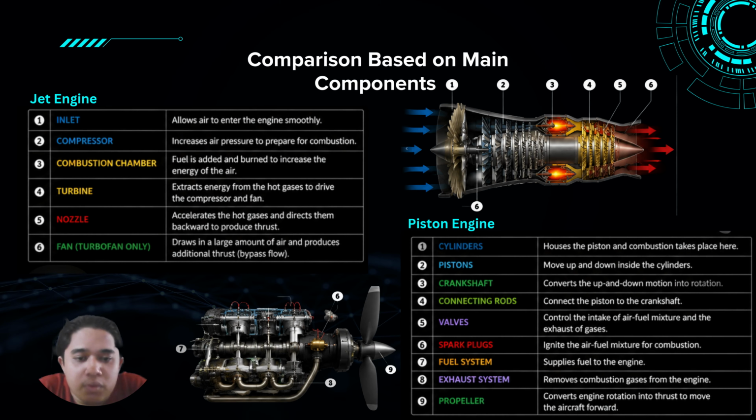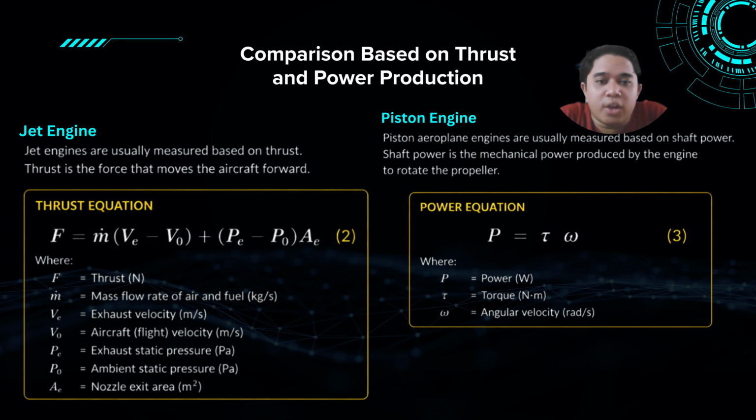The seventh is the fuel system, which supplies fuel to the engine. The eighth is the exhaust system, which removes the combustion gas from the engine. And last, number nine is the propeller, which converts the engine rotation into thrust to move the aircraft forward. Next, for the compressor, based on the thrust and power position.